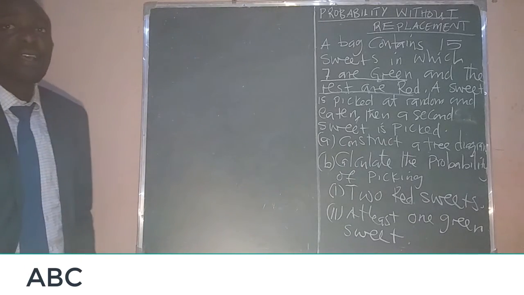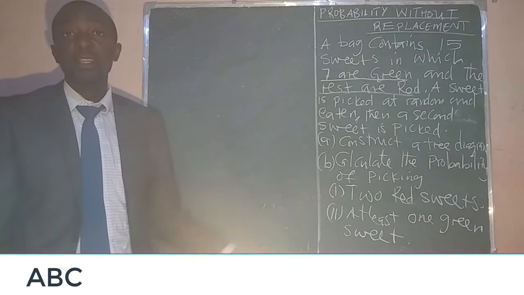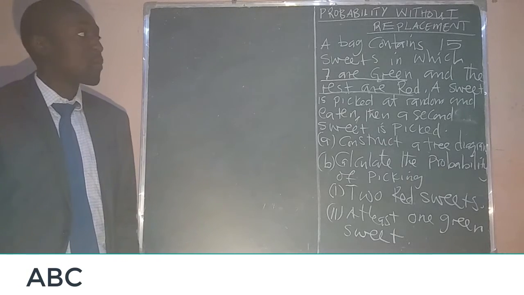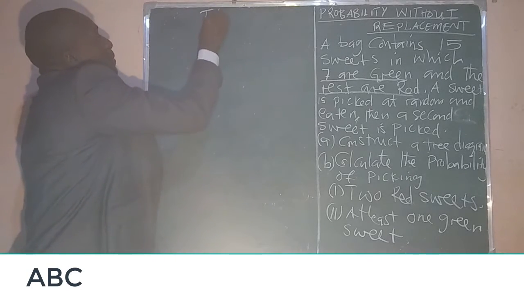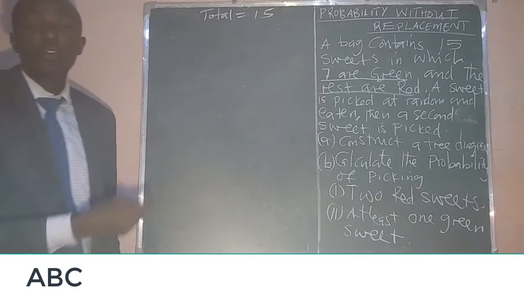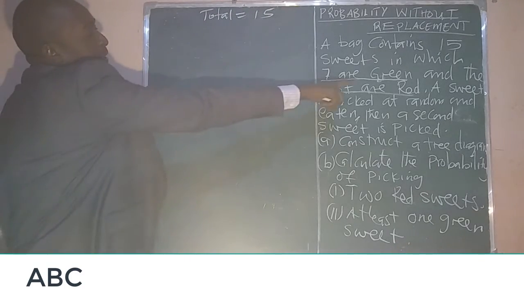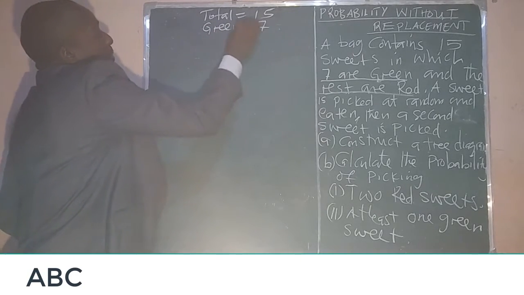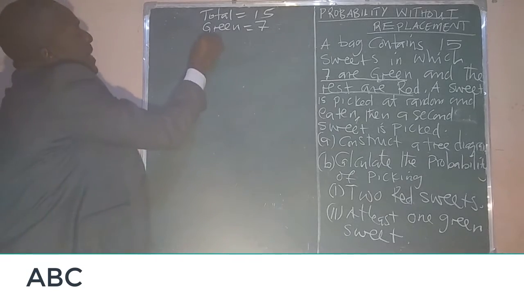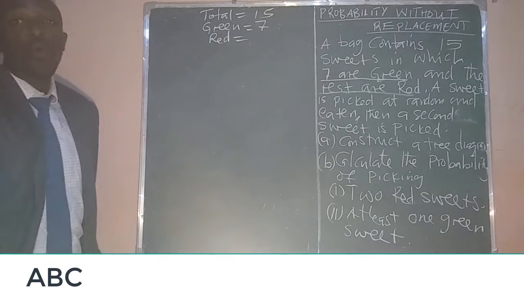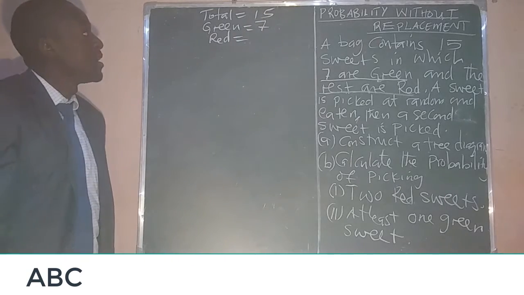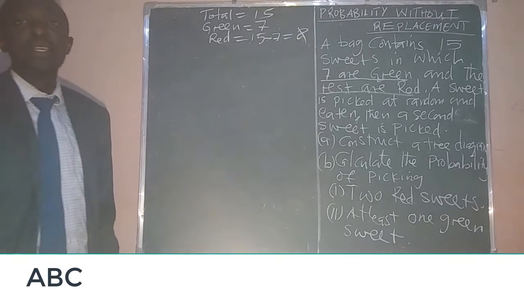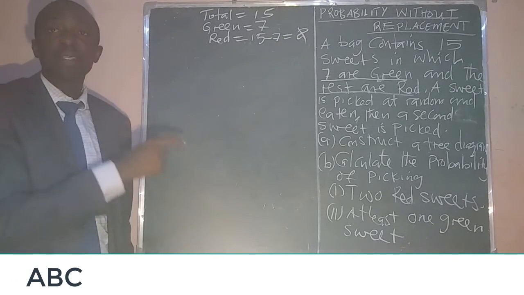Okay, so in this question we know the total number of sweets. We have 15. So the first thing that we are going to do is to find how many red sweets there are, because the total that we are given is 15, and we have 7 green. For us to find how many red sweets there are, we are going to subtract 15 minus 7, which will give us 8. So in this bag there are 8 red sweets.